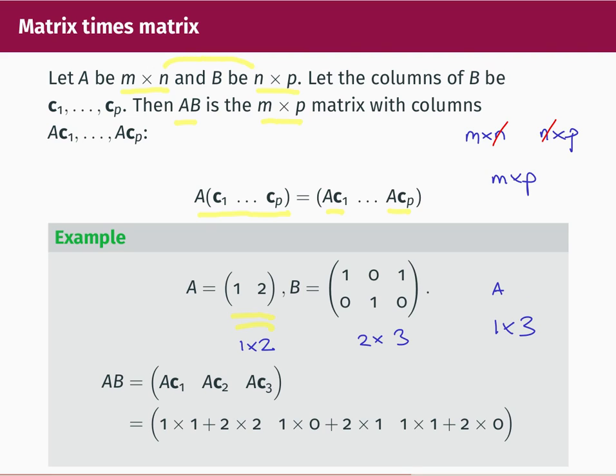Okay, let's just make this a bit clearer. A times B will be a 1 by 3 matrix. So which 1 by 3 matrix is it? Well, let's work it out. A times B, according to our definition, is the matrix that you get by doing A times the first column of B, and then A times the second column of B, and then A times the third column of B. So just to make this clear, this column vector here is what I'm calling C1, and this column vector here is what I'm calling C2.